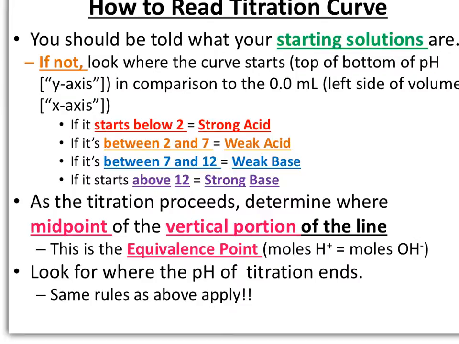All right, so this will make sense. If you're looking at the pH, which is the y-axis, if the pH starts below 2, it's a strong acid. If the pH starts above 2, it's weak. If it starts above 12, it's a strong base. If it's 7 to 12, it's weak. Let's just actually look at one.